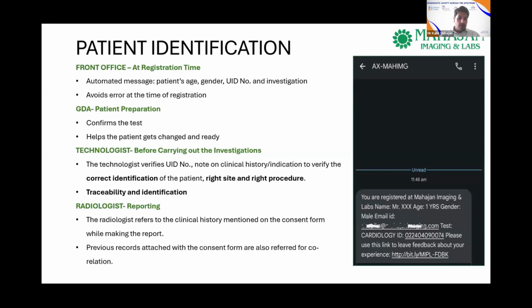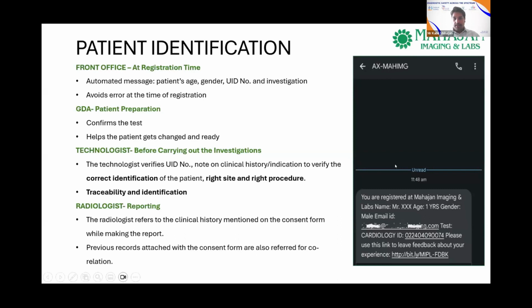All of this is important for traceability and identification. Later on, once the report goes out, we have all the details mentioned on the images and the report. Then the radiologist, which is why the patient is coming to us. They are coming to us for a proper report. So the radiologist would refer to the clinical history mentioned on the consent form while making the report, and also will look at the previous records of the patient or the previous clinical history, which are also attached and available to the radiologist to make the report.